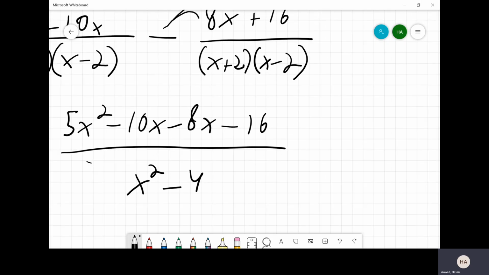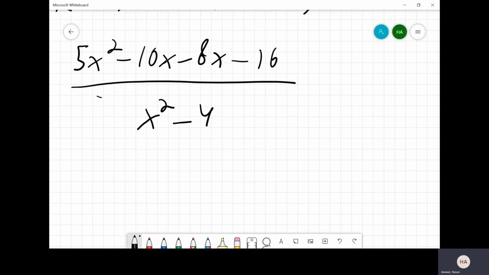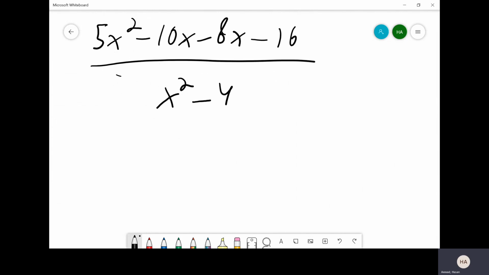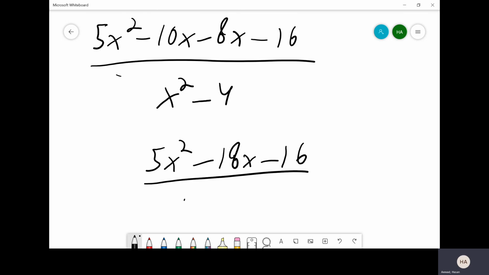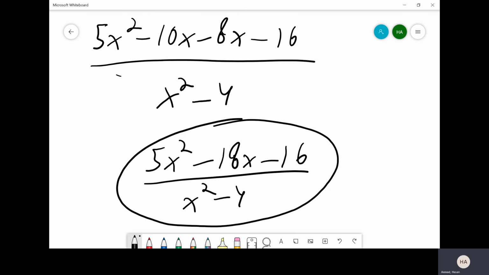Okay, and all we're going to do here is simplify this down. So we have 5x squared. No, there's no other x squared term, right? So nothing's happening to that. 5x squared. There is the negative 10x minus 8x, so that's going to be minus 18x. And then minus 16 all over x squared minus 4, and that is your final answer.